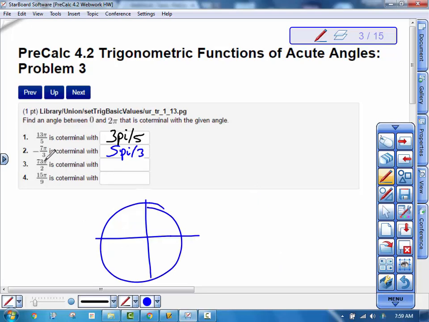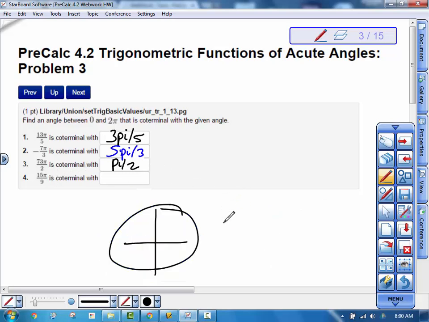Alright, the next one, 73 pi over 2 is really 36.5 pi. So that means we rotate around 18 times, and then we have another half of pi, which would be here. So we know our angle is right here. Well, we need to subtract from that 36 pi, because that will just leave us with the half pi. That will take us to there. So subtract 36 and we get pi over 2, or 0.5 pi.